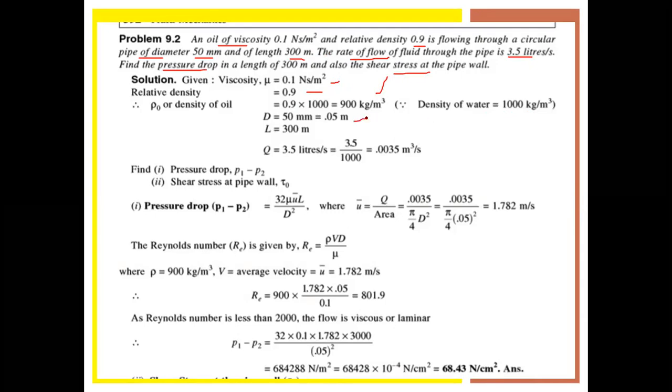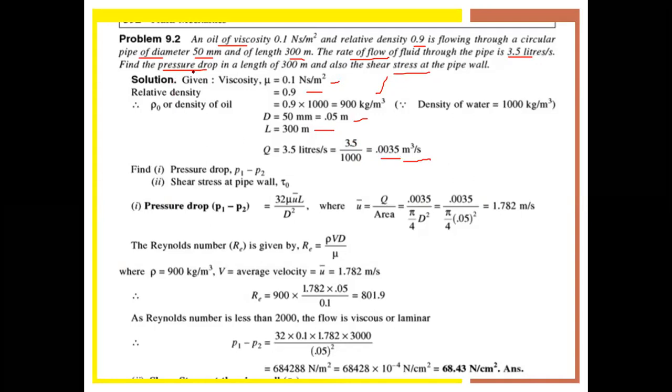Now what is the diameter of the pipe? 0.05 meter. What is the length of the pipe? 300 meters. Then the discharge is already given: 3.5 liters per second. When the question gives liters per second, make sure that you convert into meter cube per second. Therefore 3.5 divided by 1000, since 1 liter is 1000 ml, so you are getting 0.0035 meter cube per second.